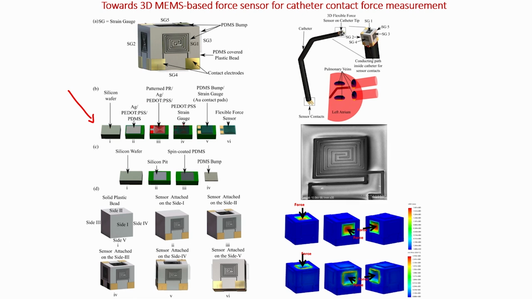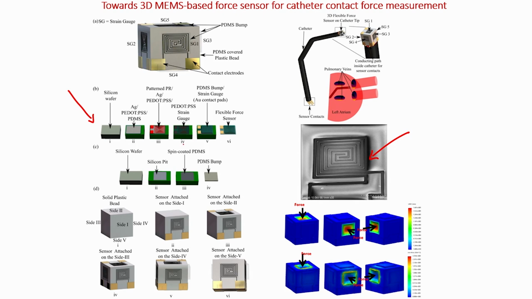Then you have to pattern this PEDOT:PSS to form a strain gauge. You can see here. After you perform photolithography, you have to dip this wafer in silver etchant followed by PEDOT:PSS etchant, and then you form the strain gauge. The strain gauge looks like this. Right, it is a very simple process, a single mask process. You guys now know how to fabricate a strain gauge using lithography, right.